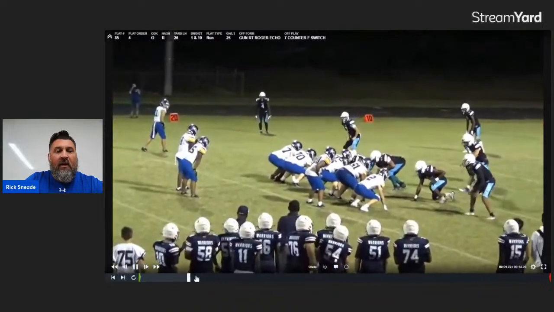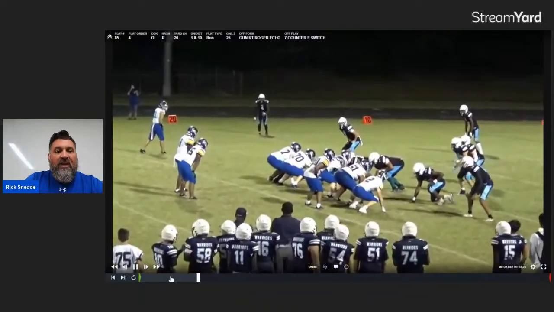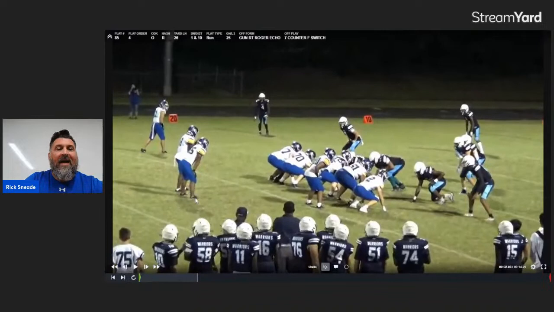Here's 7 counter switch. Now we're in the gun. Little jab step. This look by our tailback could be different depending on the kid's patience, depending on how fast he gets to the hole. Notice we got this fullback in a different alignment. We call that, again, not to add too much to you guys and your layers here, echo for us. He's lined up in the echo. So we have Roger, gun, right, Roger, echo, 7 counter, F switch.